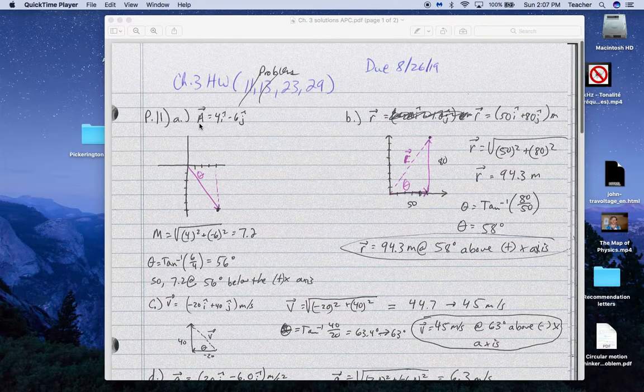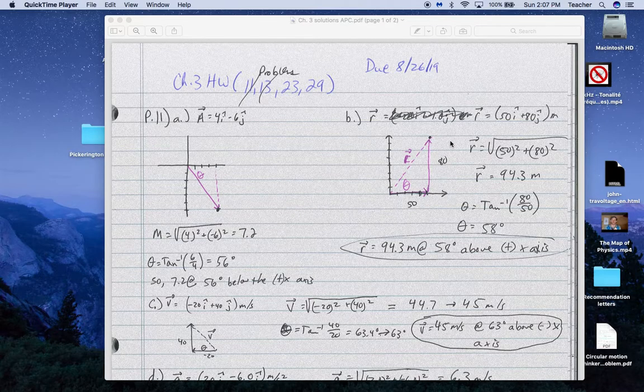So for this one, vector A was 4i hat minus 6j hat. So I've drawn it here going 4 to the right, 6 down. The magnitude was 7.2 using Pythagorean theorem. I used inverse tangent, had my calculator in degree mode. 6 over 4 gave me 56 degrees. So that's 56 degrees below the positive x-axis and a magnitude of 7.2.